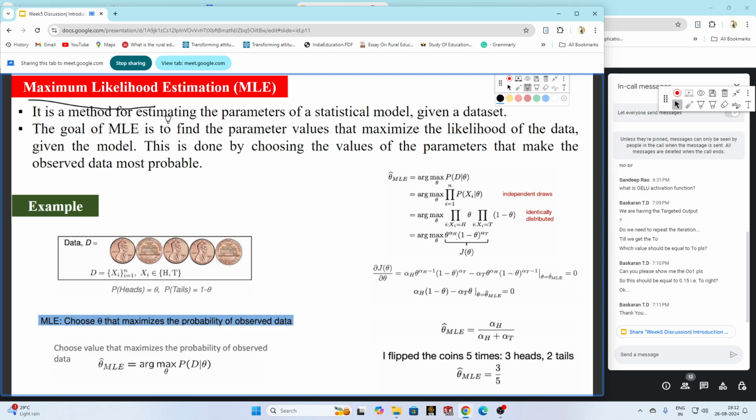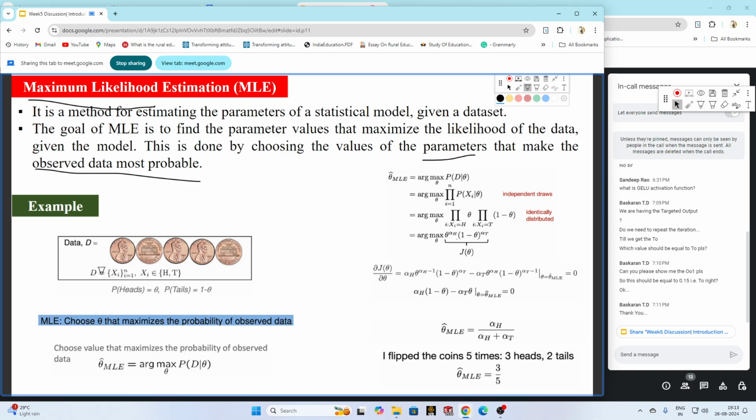The goal of MLE, or maximum likelihood estimation, is to find the parameter values that maximize the likelihood of the data given the model. This is done by choosing the values of the parameters that make the observed data most probable. So we have to find the value of the parameter so that the probability of the distribution is maximum. That is the concept of maximum likelihood estimation. We are only given data, and from that data we have to calculate the maximum probability. How can the maximum probability be calculated from that data? If we know the correct values of the parameters which will maximize the probability, so that we have to find out.